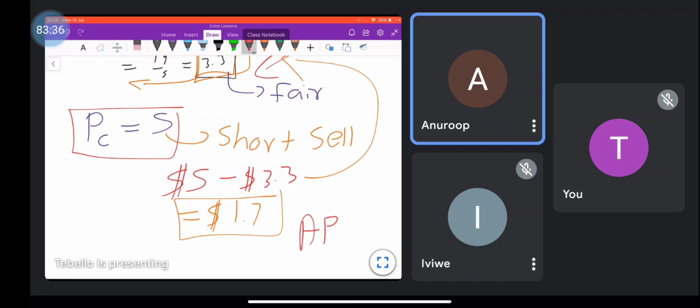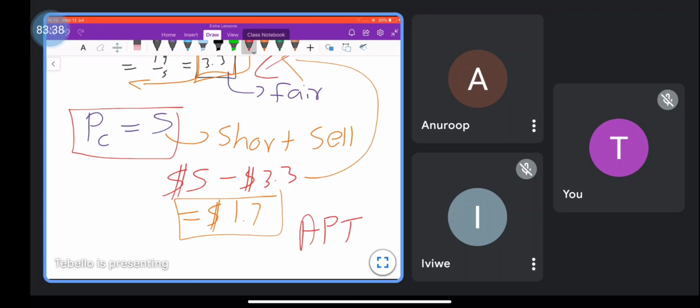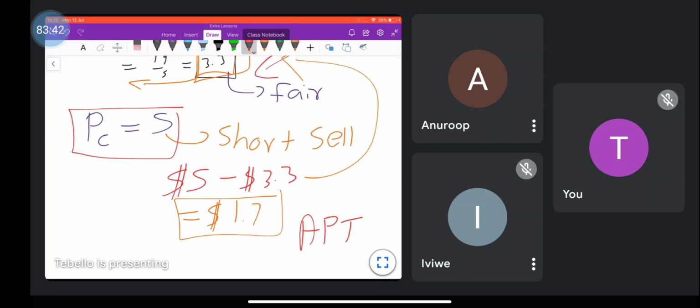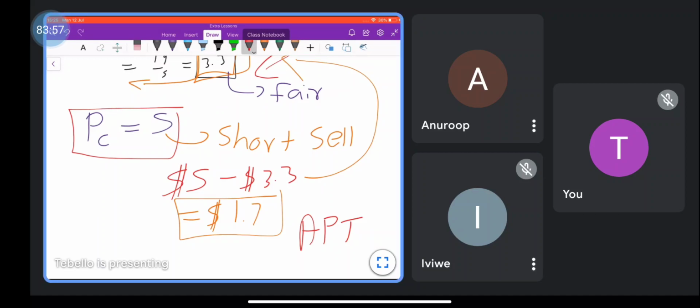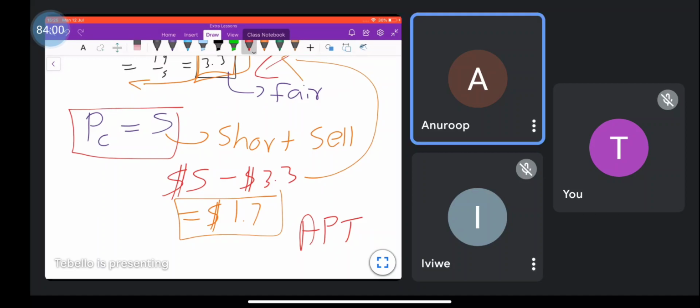So while you are busy short selling and other people are taking advantage of this opportunity, these prices will try to go back to normal again, until they reach that fair price of 3.3. Yes, which is the equilibrium price. Oh, okay. That makes sense. Thank you. No problem.